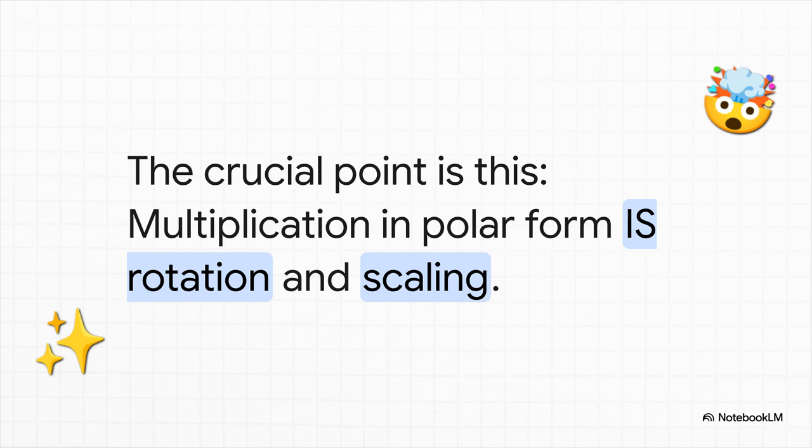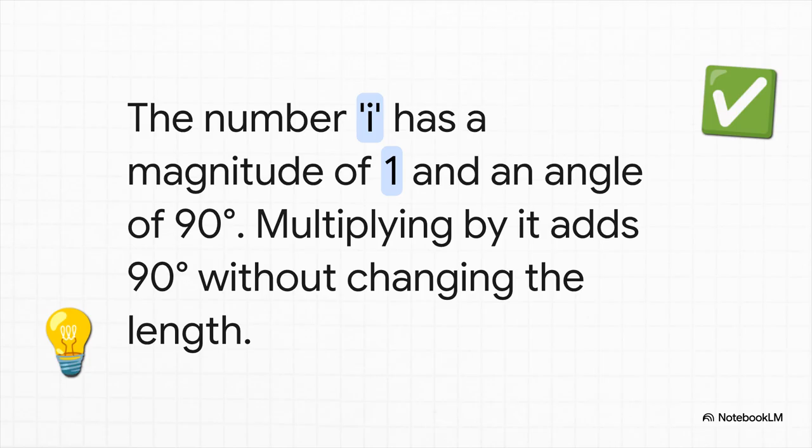So here's the big takeaway. That whole algebraic FOIL method, it was just hiding this beautiful, simple geometric action. Multiplication of complex numbers isn't just a calculation, it's an instruction. It's a command. Scale by this much and rotate by this much. And this takes us all the way back to the beginning.